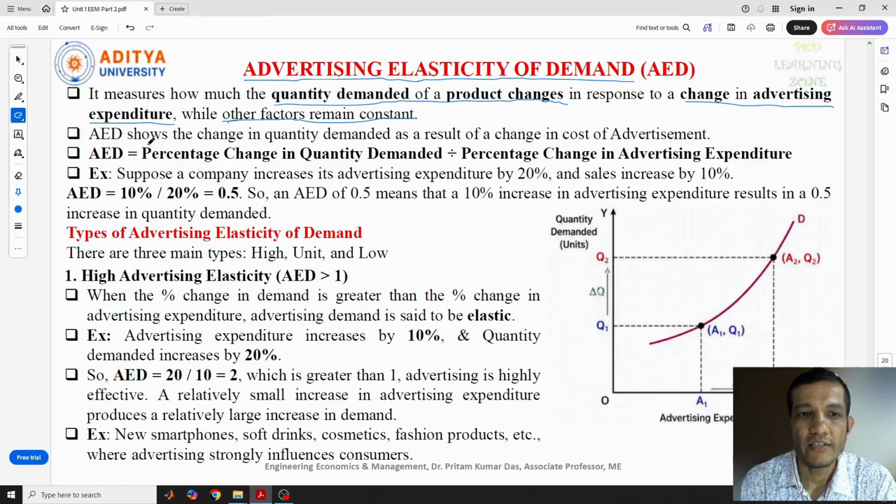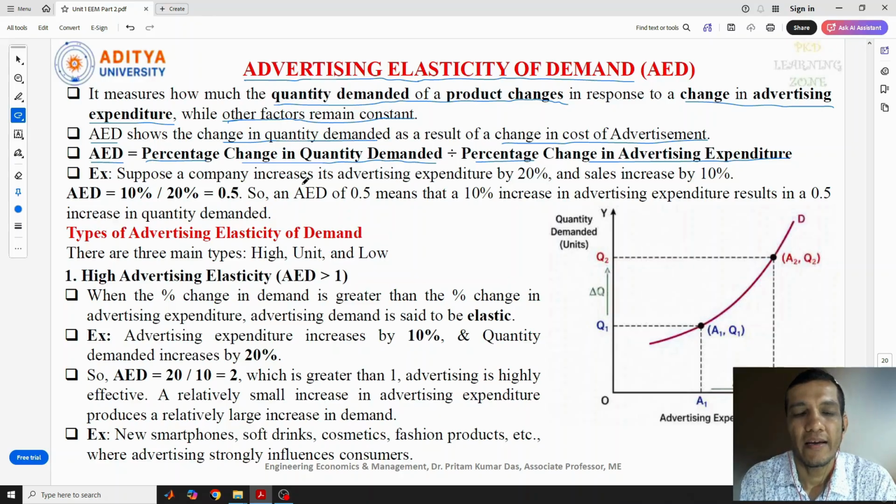This advertising elasticity of demand, AED for short, shows the change in quantity demanded as a result of a change in the cost of advertisement. Initially how much you were spending on advertisement, now how much you are spending, and how much the quantity demanded changed, need to be identified. So AED equals the percentage change in quantity demanded, divided by the percentage change in advertising expenditure.